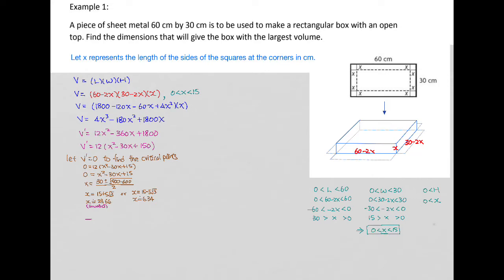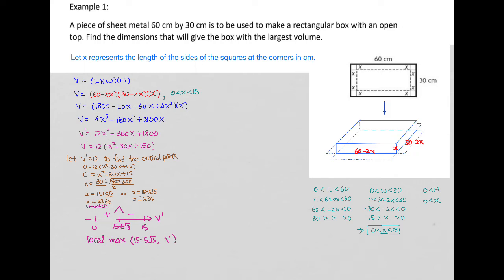Now let's identify the critical point. Let's put the v prime on, put the critical point on, and remember the boundaries between 0 and 15, and test out the positive and negative sign. On the left-hand side of the critical point, it's positive. On the right-hand side, it's negative. So this means the function is increasing and then decreasing, so we have a local maximum at 15 minus 5 root 3, and there's a volume.